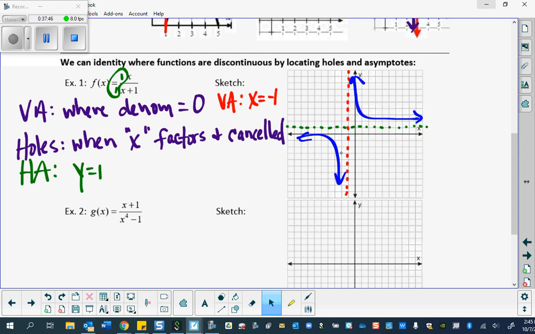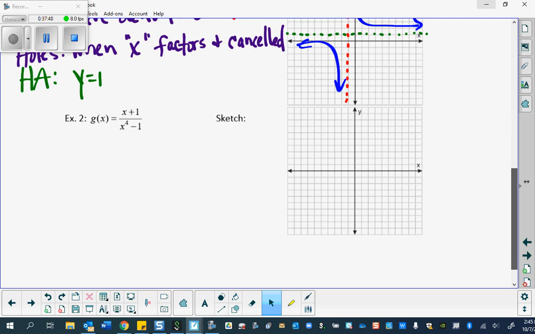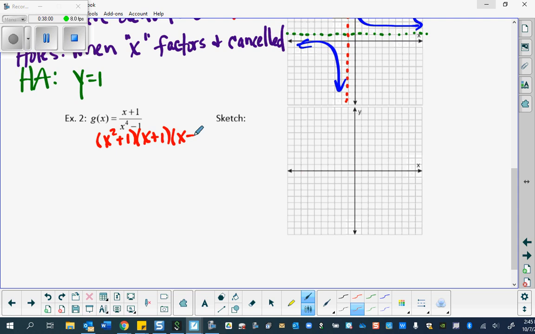Right. So let's look at our next example. Sometimes we need to make sure that we factor. So if I have x squared plus 1 and x squared minus 1, I can look at all of these different factors of x and check it out. My numerator and my denominator have a value of x that I can factor out and cancel. Every time I lose an x from my denominator, that's a hole.